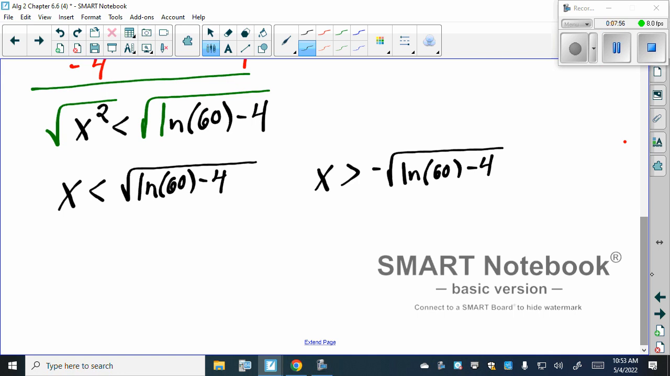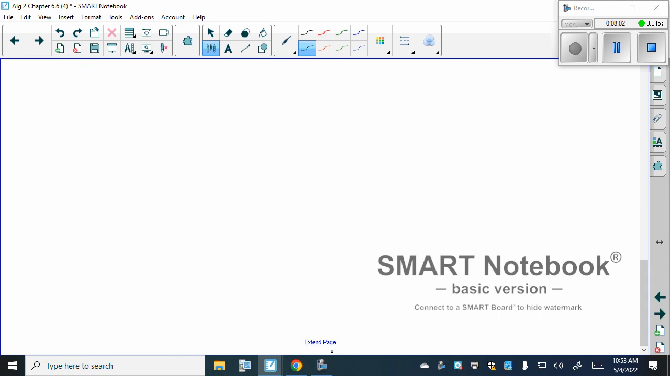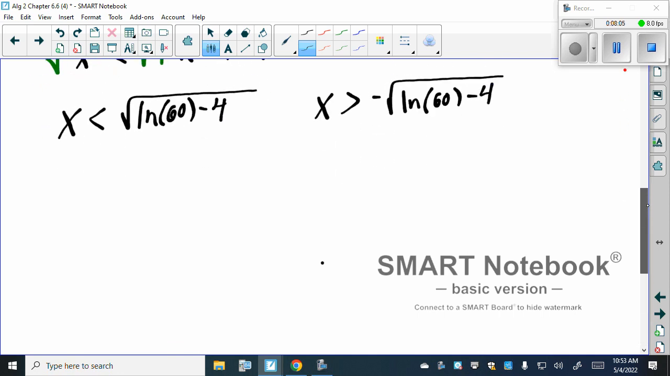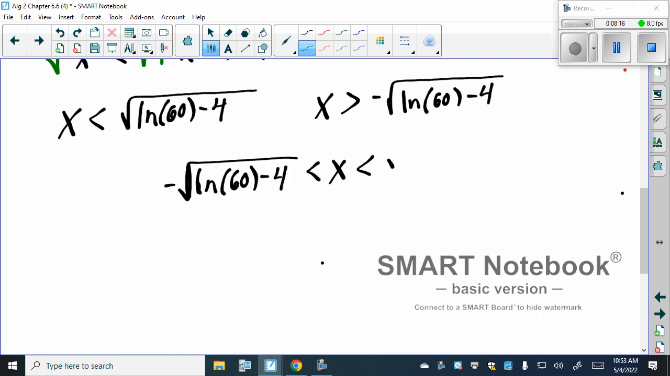I'll go into that here in a minute. So if we want an exact answer, we could say that negative square root of the natural log of 60 minus 4 is less than x is less than the square root of the natural log of 60 minus 4. This is the exact answer. Because the natural log is not going to give us a number. That should be fine. Yeah, so we would need it in both cases, because the negative needs to have its own sign.